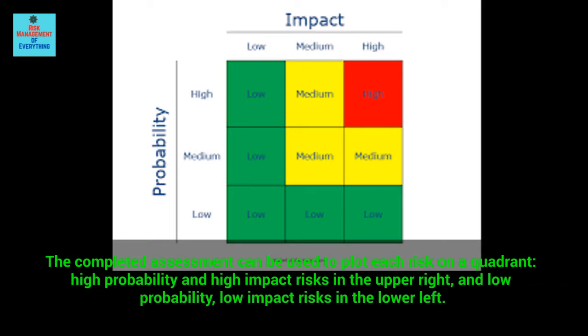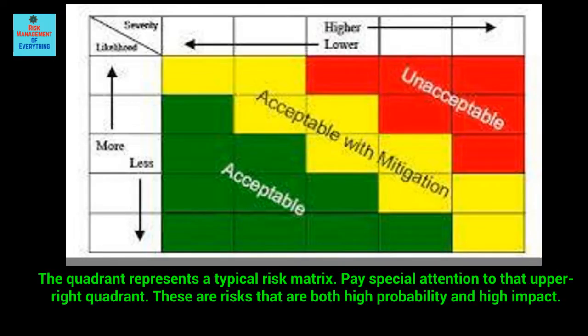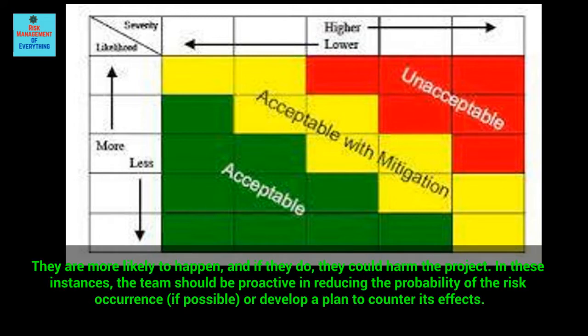The completed assessment can be used to plot each risk on a quadrant: high probability and high impact risks in the upper right, and low probability, low impact risks in the lower left. The quadrant represents a typical risk matrix. Pay special attention to that upper right quadrant. These are risks that are both high probability and high impact. They are more likely to happen, and if they do, they could harm the project.